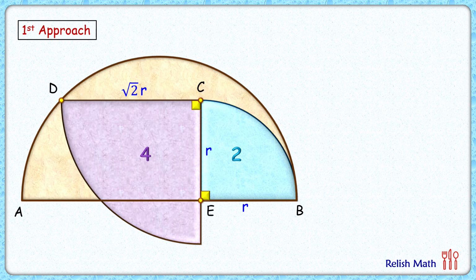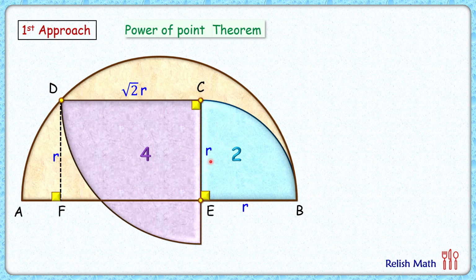Let's check our first approach, in which we'll be using the power of a point theorem, or intersecting chord theorem. For that, let's drop a perpendicular from point D on AB. Now here this figure, DFEC, has all angles as 90 degrees, so it's a rectangle, and thus DF length will be the same as r centimeter, and FE length will be the same as root 2 r centimeter. And let's assume AF length is a centimeter.